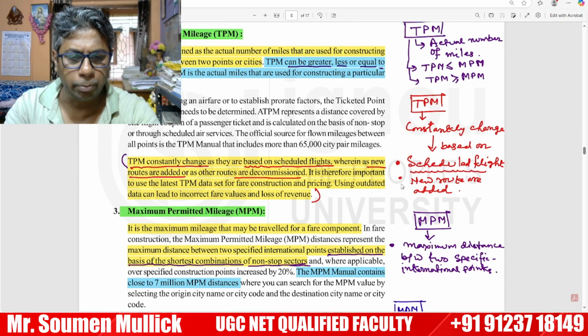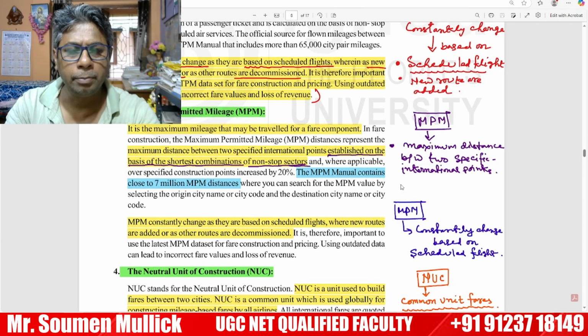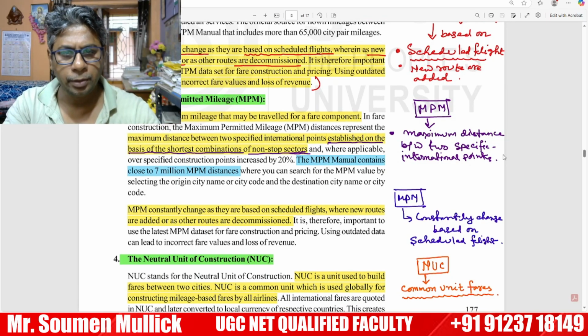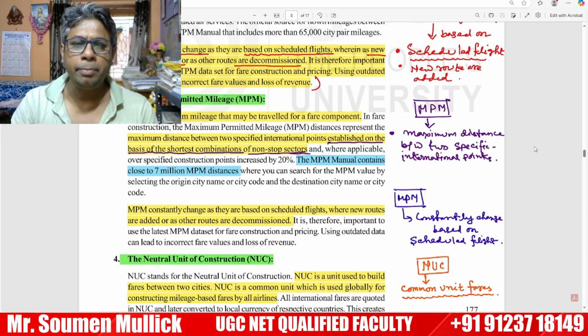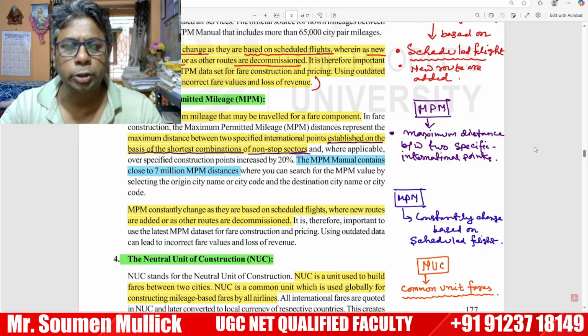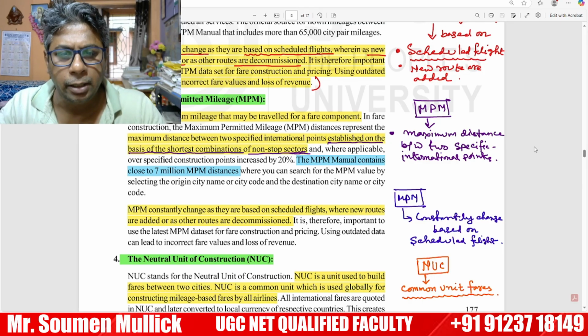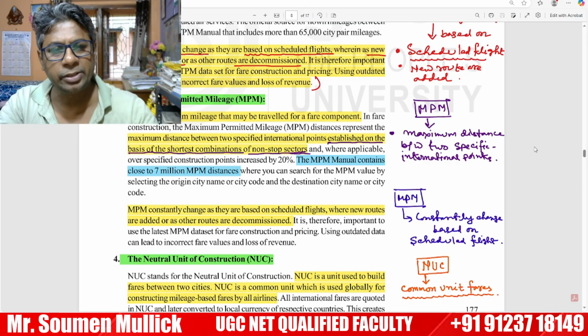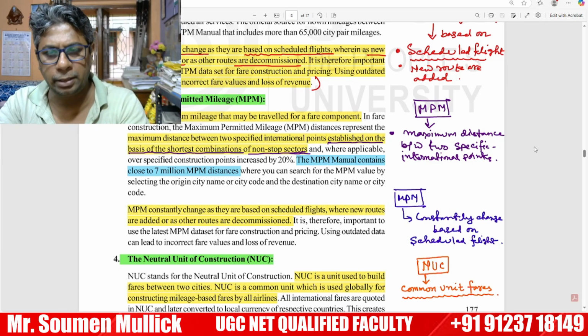Next important topic is the maximum permitted mileage, MPM. It is the maximum mileage that may be traveled for a fare component. একটা fare component সবচেয়ে বেশি মাইলেজ আমি ট্রাভেল করতে পারবো, that is called the maximum permitted mileage.